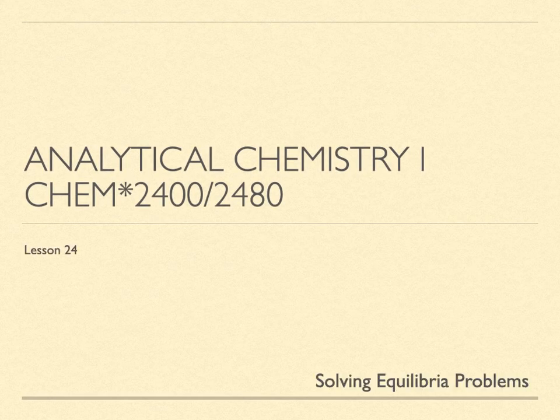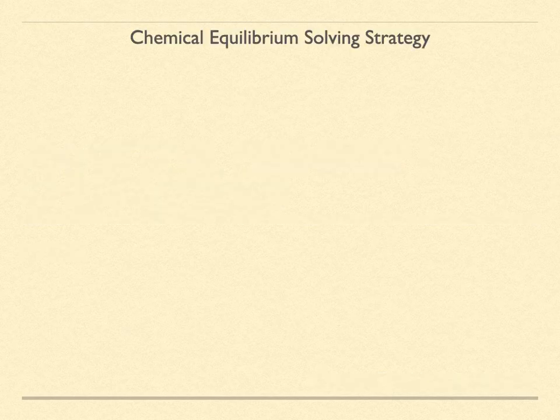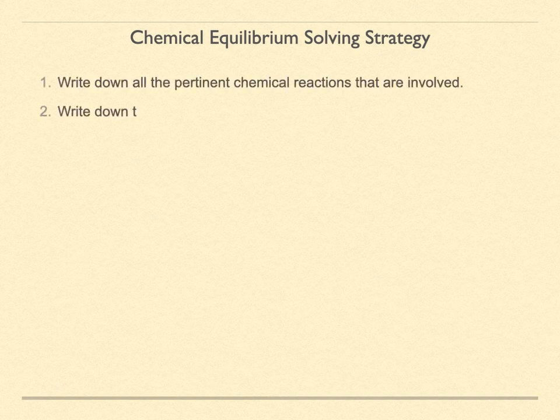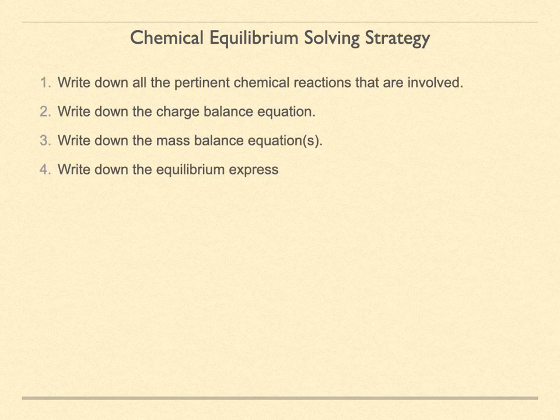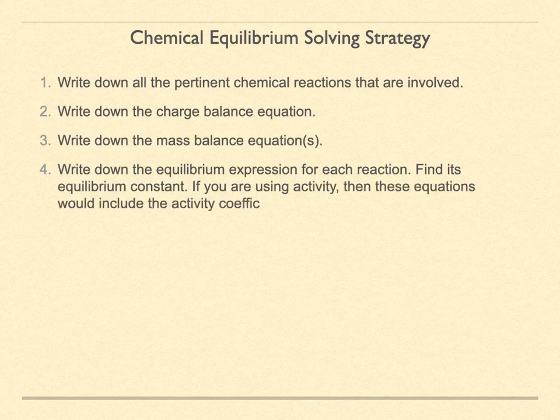Analytical Chemistry 1, Lesson 24. Solving chemical equilibrium problems involves solving a set of simultaneous equations. We know that there is always a charge balance equation, and there is one or more mass balance equations. The other equations that are required are the various chemical equilibria involved. Their equilibrium constants need to be known or be found.